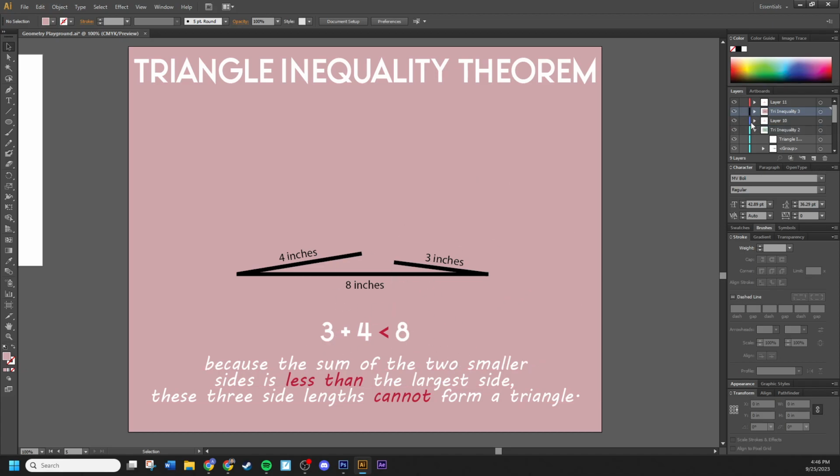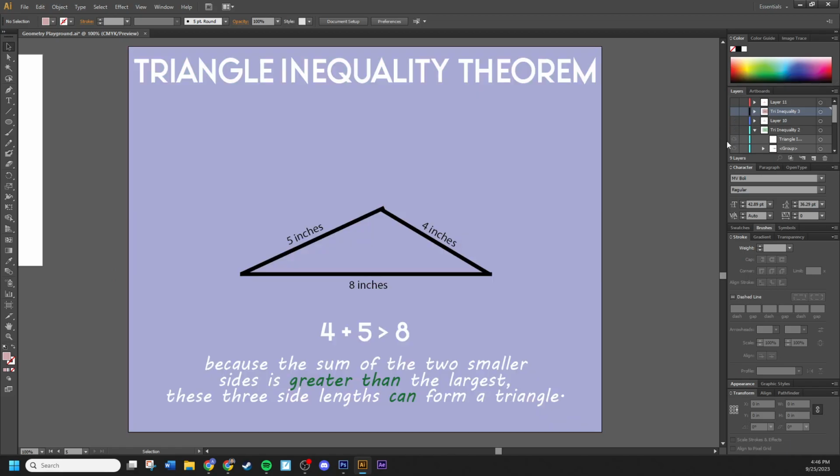Just to show our three examples: when the two smaller sides are less than the longest base, that didn't work. When the two smaller ones equal the base, that will not work either. And lastly, when our two smaller sides add up to longer than the longest side, the base, this one does work. So that's the general idea with the triangle inequality theorem.